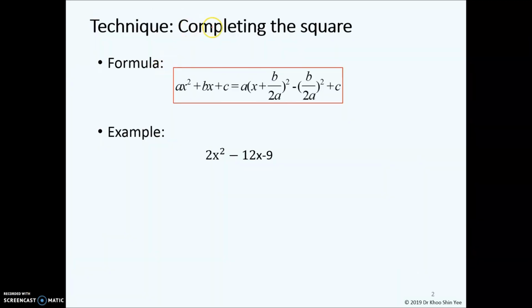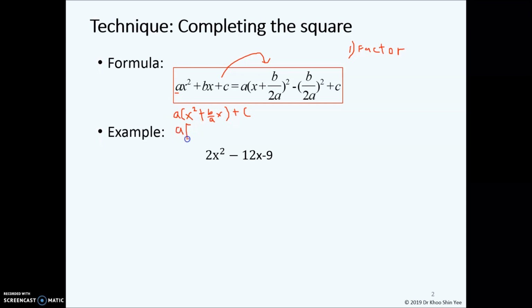This is the formula for completing the square. For example, if you have a polynomial function of degree 2, the general formula is ax squared plus bx plus c. You want to transform it into some function of x plus a constant, all squared. If you have a constant a in front, you have to factor it out, and then you get b over a x. So just factor out with respect to x only.